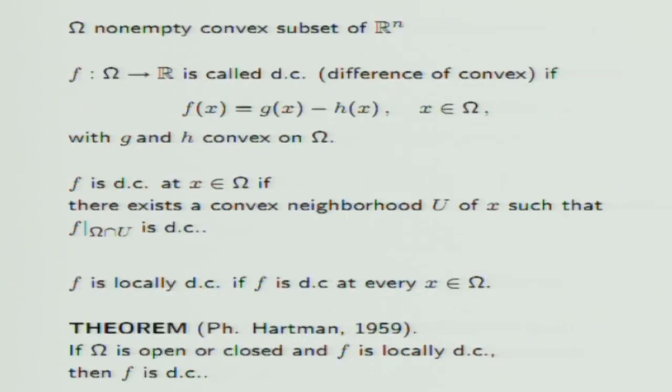Well, in the first part of my talk, we will be dealing with functions defined on Rn. In the last part, I will consider the more general case when the space is a Banach space. But here, to simplify the presentation, we just consider that we have a function f defined on a non-empty convex subset Omega of Rn, and we call it DC, as I said before, difference of convex, if it can be written on Omega, on the domain, as a difference of two convex functions.